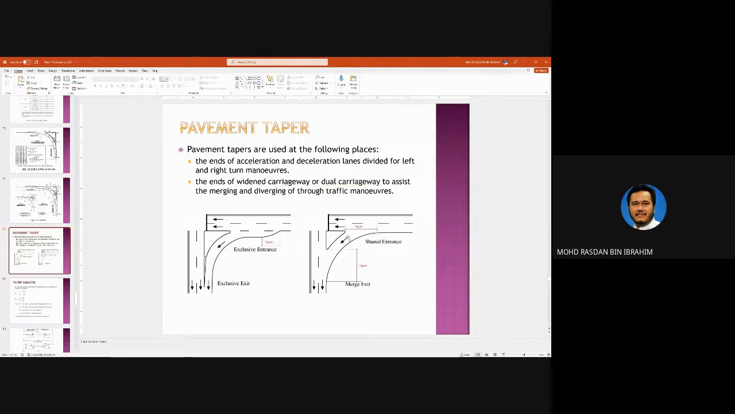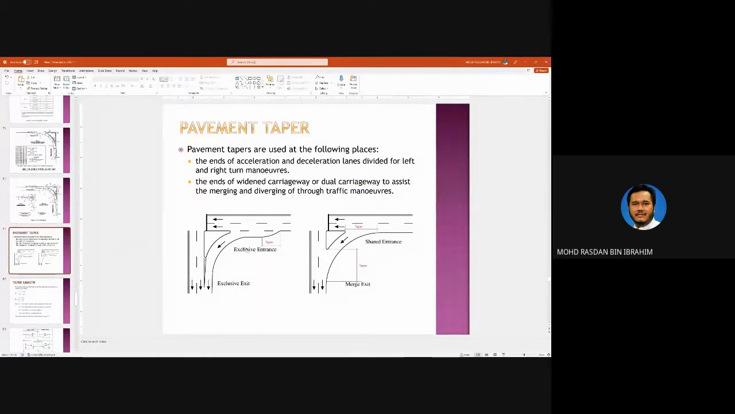If you are using the design that I've shown you just now, you have only tapers over here. This is the taper, meaning that you don't have any extra lane. Your road has 2 lanes on one side over here, and you enter the left turn lane here using the taper, and then you exit that lane also using this taper. So shared entrance and merge exit over here.